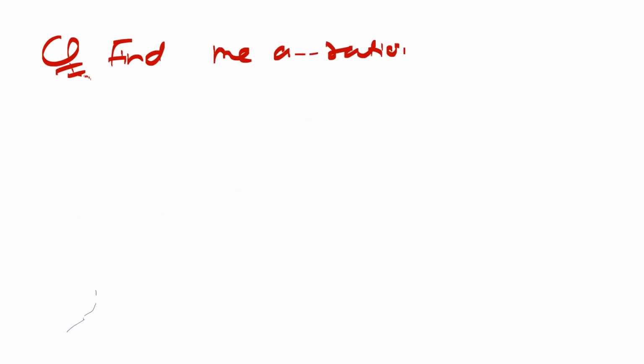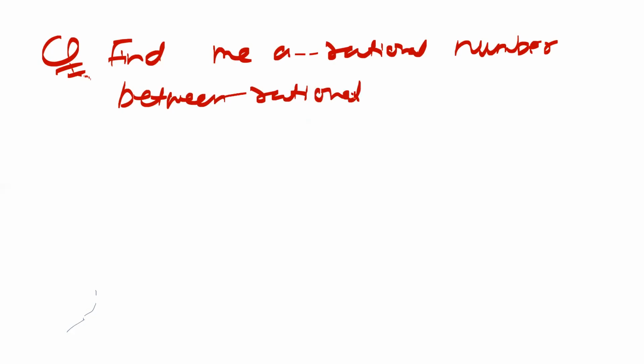Now, if I say to you, find me a rational number between two rational numbers. Are you getting what the question is saying? Let's say I have two rational numbers here, 5 upon 2 and 8 upon 2. And I want you to find me just one rational number between these two rational numbers. How will you do that?